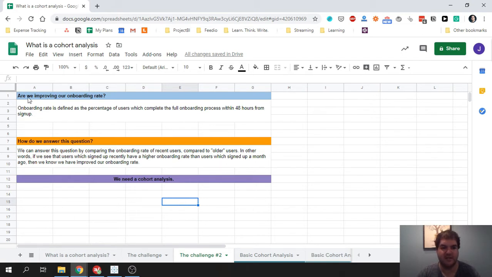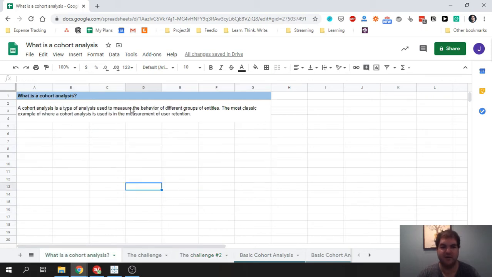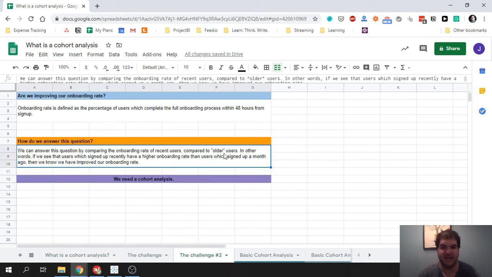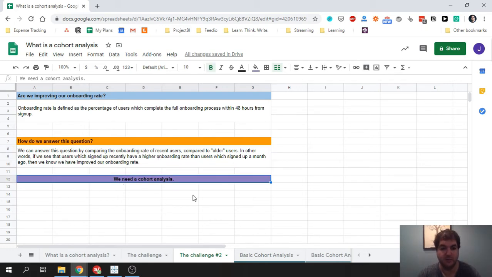So the question, as I said, is, are we improving our onboarding rate? How do we answer this question? Well, we can answer this question by comparing the onboarding rate of recent users compared to older users. In other words, if we see that users which signed up recently have a higher onboarding rate than users which signed up a month ago, then we know we have improved our onboarding rate. So if we go back to our definition, a cohort analysis is a type of analysis used to measure the behavior of different groups of entities. In this case, we're talking about users. And that's exactly what we need to do over here. We want to compare the behavior of a certain group of users, older users, users which signed up a month ago, versus users which signed up recently. So in other words, we need to do a cohort analysis.